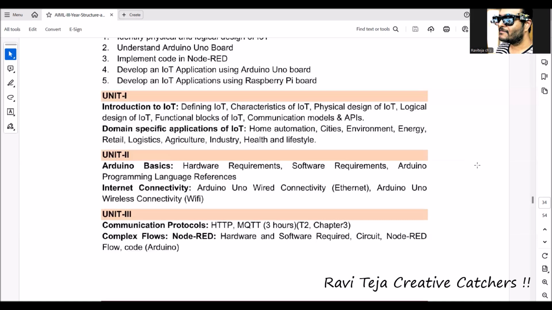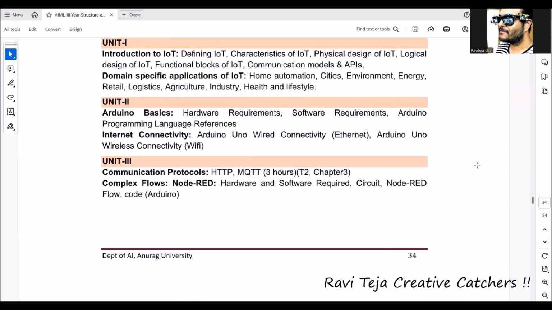And coming to unit 2. Unit 2 is completely related to Arduino basics. So what actually is this Arduino, whether it is a controller or a processor, in which family does it fall, how the hardware will be, what pins it will have. With respect to the coding as well as the hardware point of view, I will be explaining everything. And coming to internet connectivity along with Ethernet or Wi-Fi, how an Arduino Uno can be wired or wirelessly connected to the internet, I am going to teach you that.